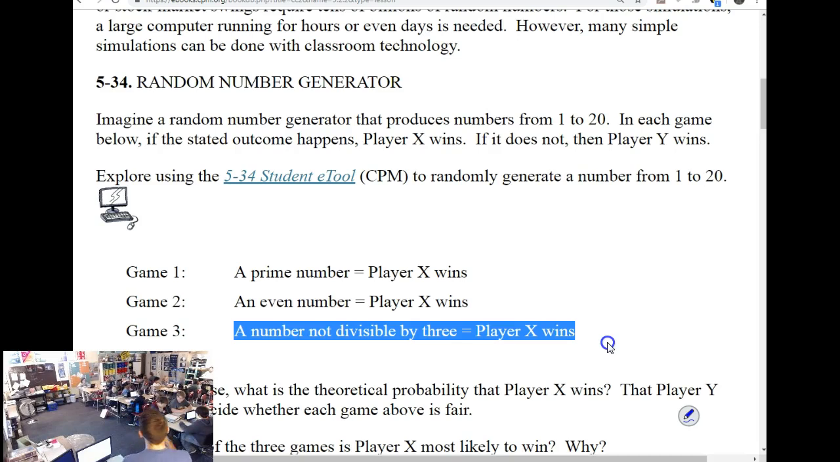So in game 1, you want to circle your prime numbers. Game 2, once you go through and generate them all, circle your evens. Use that for your probability. Game 3, we're going to circle not divisible by 3. Does that make sense? Stick up a hand if you get confused. We're generating a lot of random numbers here.